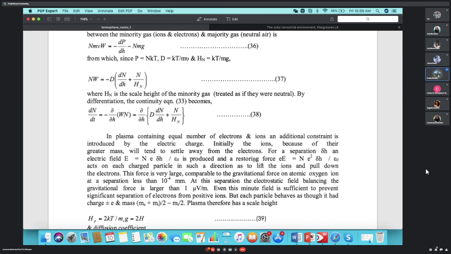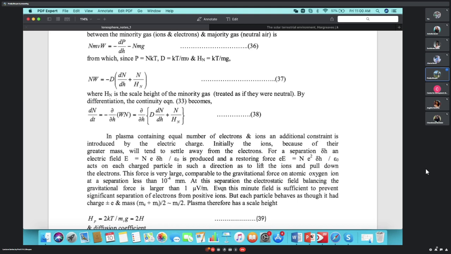And there will also be a restoring force, a repulsive force produced because of the charge separation. These electrons and ions will also try to come together, and therefore a restoring force will be there. That restoring force will be e multiplied by E, so this one: N e square delta H by epsilon naught.